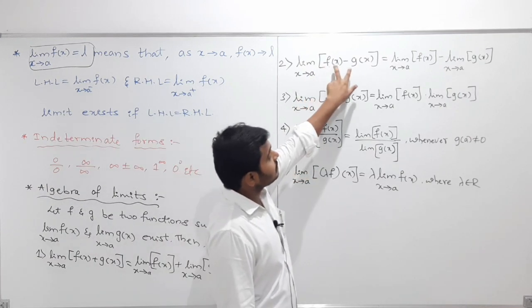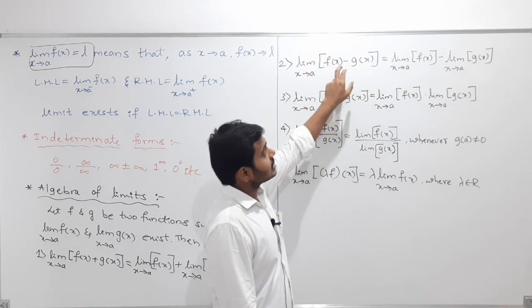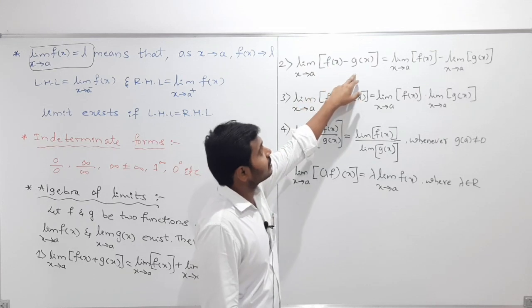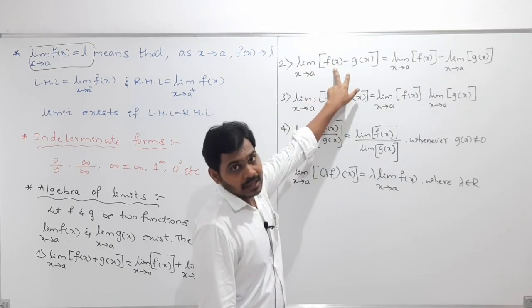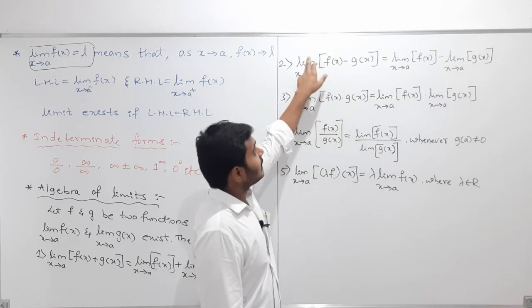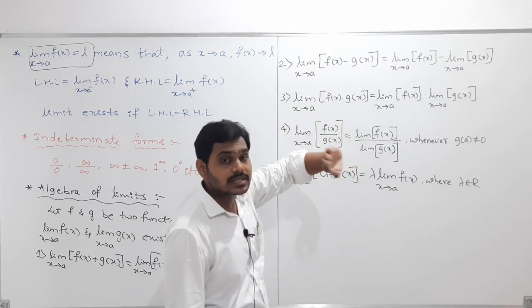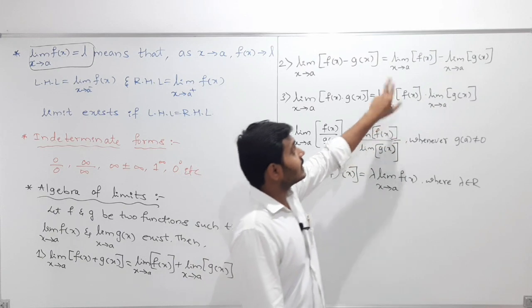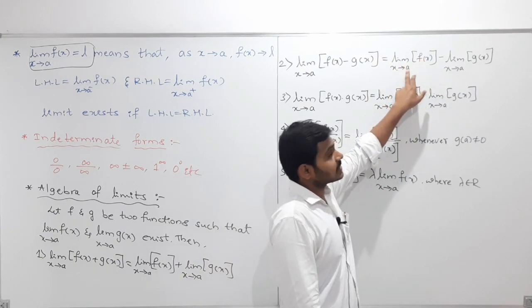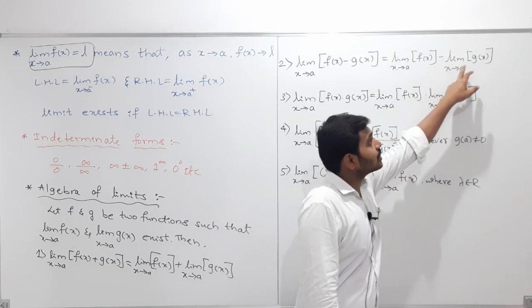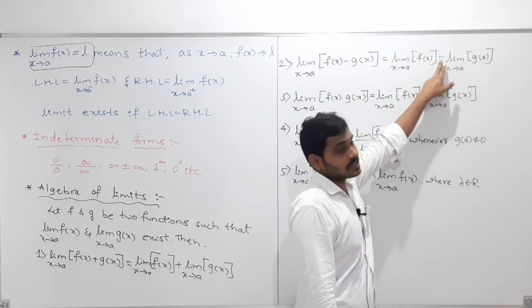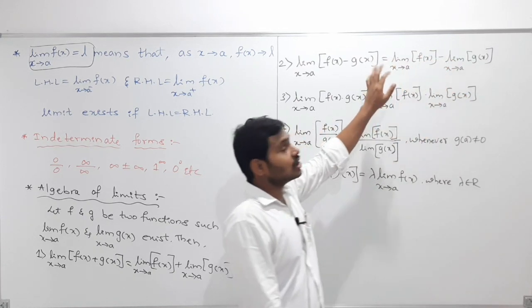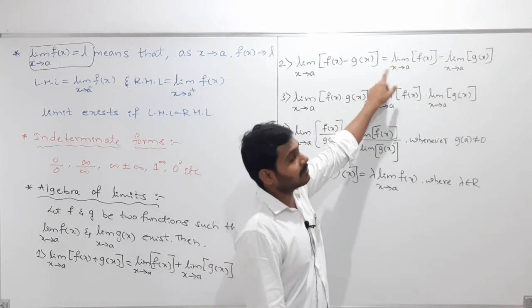Likewise, if we subtract, the limit of f of x minus g of x as x tends to a is also the same as if you calculate the limit of f of x as x tends to a and the limit of g of x as x tends to a separately and then subtract. The equal sign is there in between.